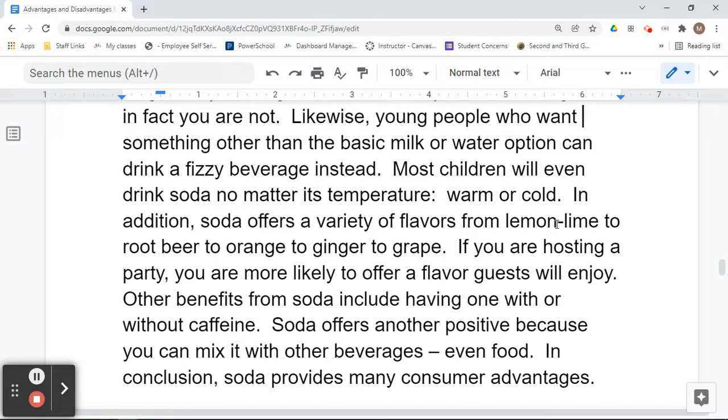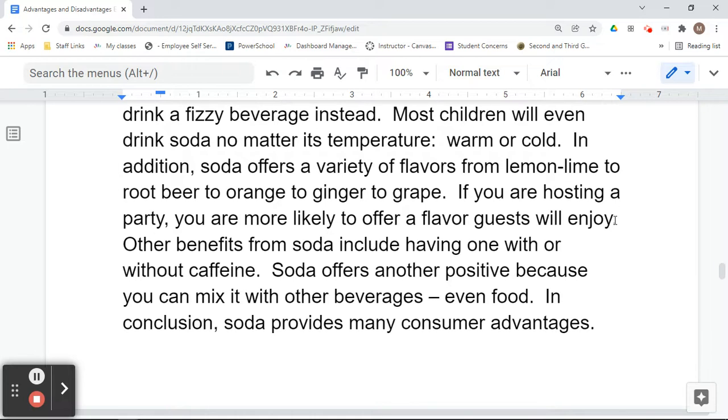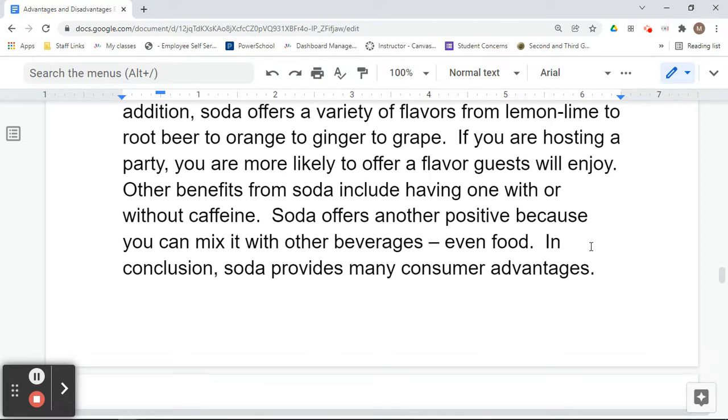In addition, soda offers a variety of flavors from lemon lime to root beer to orange to ginger to grape. If you are hosting a party, you are more likely to offer a flavor guests will enjoy. Other benefits from soda include having one with or without caffeine. Soda offers, I'm going to add in another word here. Soda offers yet another positive because you can mix it with other beverages, even food. In conclusion, soda provides many consumer advantages.